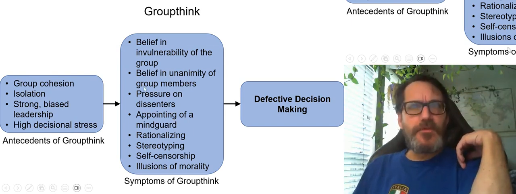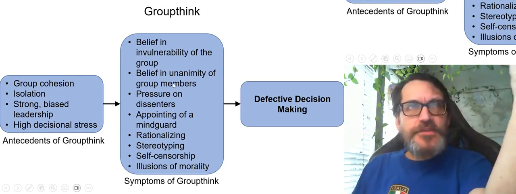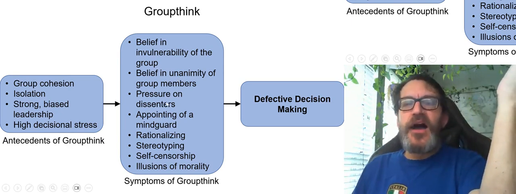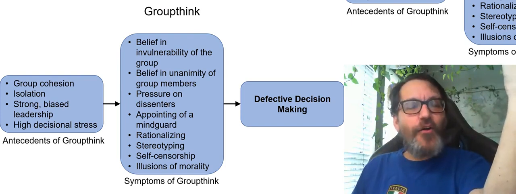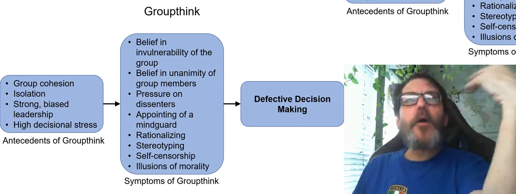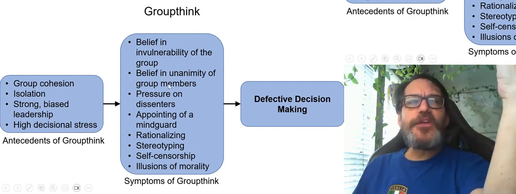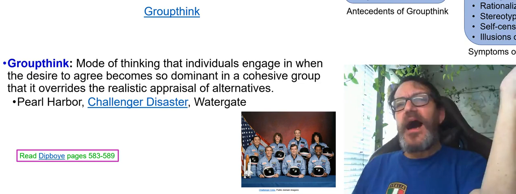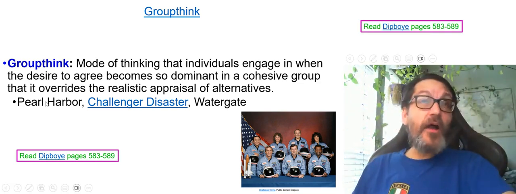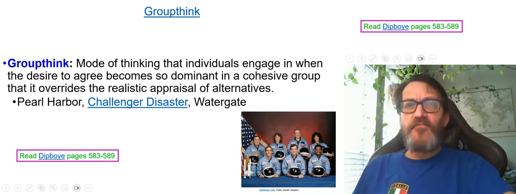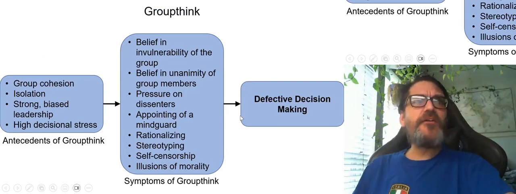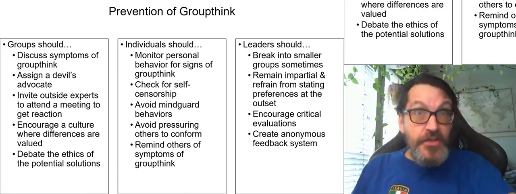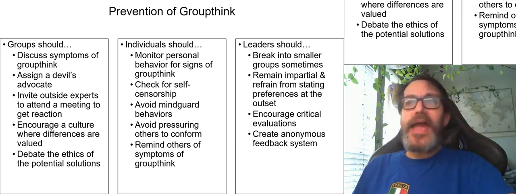What are some of the symptoms of groupthink? Our group is invulnerable. All decisions we make, of course, are unanimous. Anybody that gives any alternative views is frowned upon. So all kinds of different things here would be symptomology, and then ultimately defective decision making. And apparently a variety of major disasters come from groupthink. We can prevent groupthink, and there's a variety of ways that we can do so.